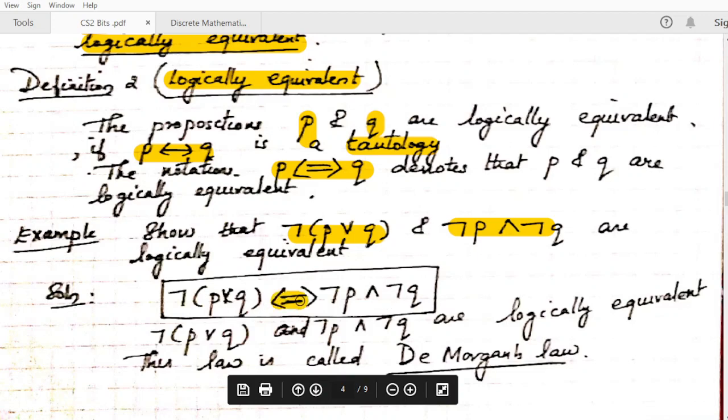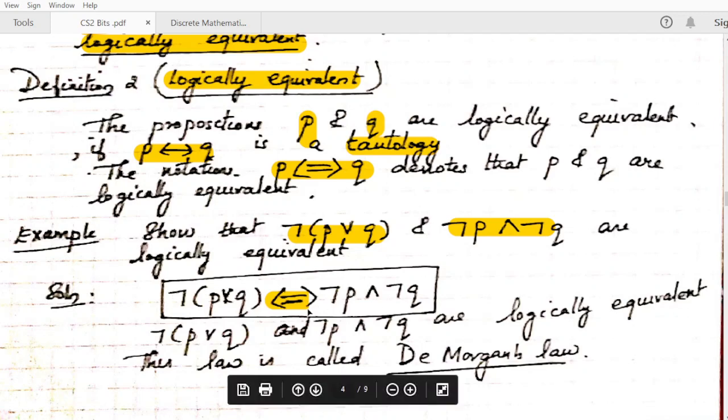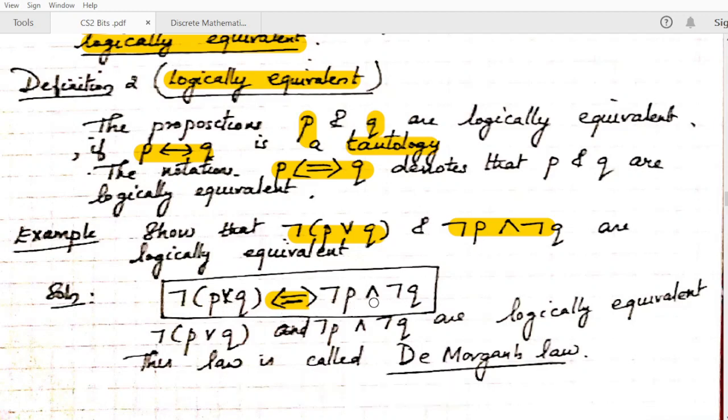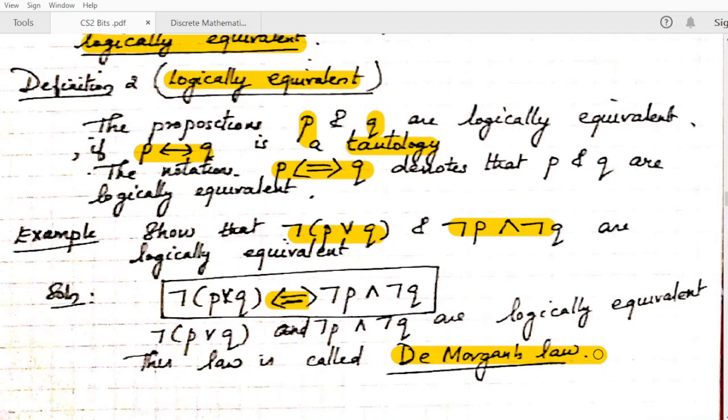This is a notation for logical equivalence. So we are going to prove negation (P or Q) is equivalent to negation P and negation Q. This particular equivalence is called De Morgan's law. This is very important. We are using these laws very frequently, so you have to learn De Morgan's law.